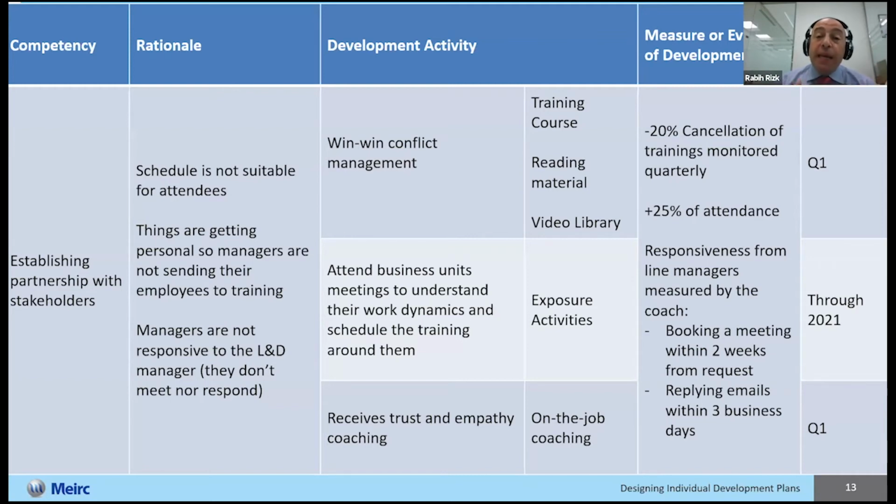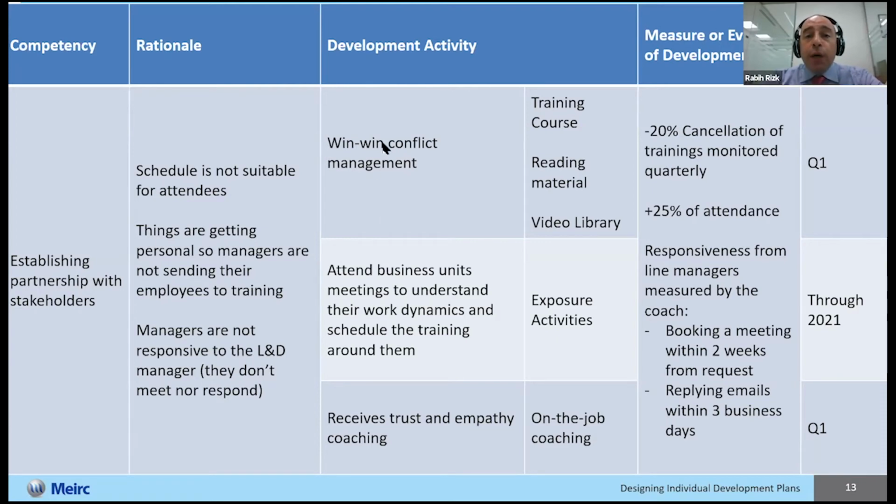or the managers are not responsive to the L&D manager, so they don't give him time to meet with them. They keep on postponing those meetings. They don't respond to emails, to phone calls, etc. And I don't know whether you have experienced same struggles with some line managers, but all this will result in a failure in implementing the training programs that have been planned in the beginning of the year.